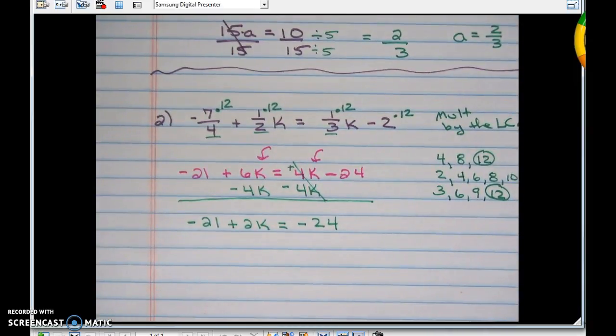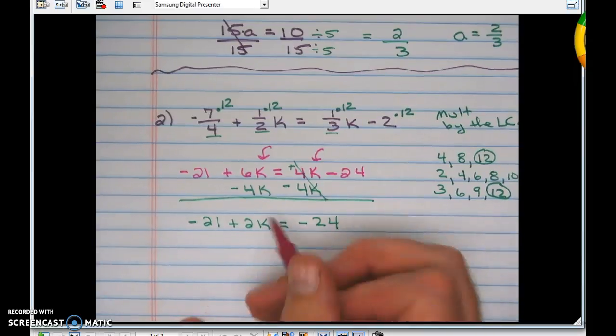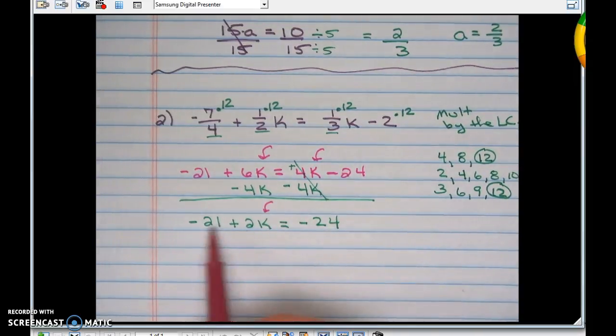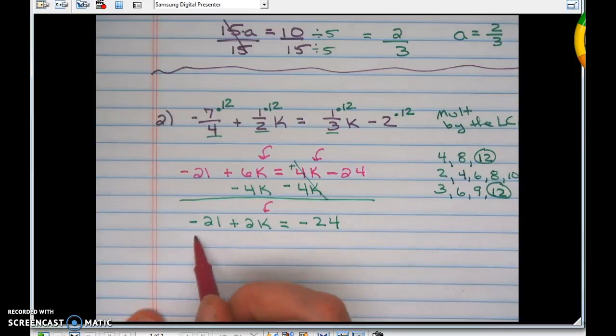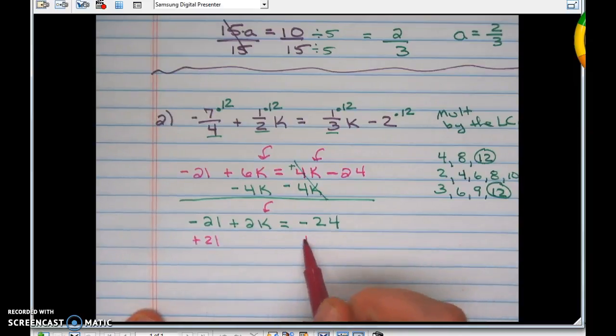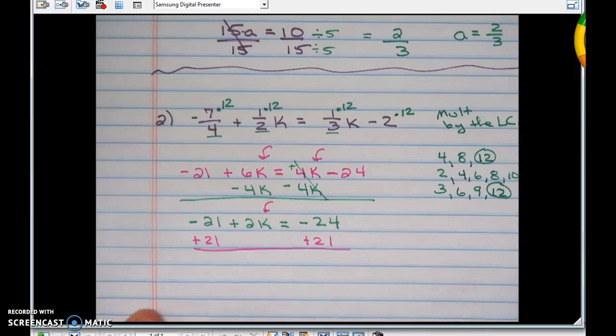At this point, it's a two-step equation. Again, we're solving for k. Farthest away is the minus 21. So I'm going to start by adding 21 to both sides. And when I do that, the 2k comes down, 21's cancel out. And negative 24 plus 21 is a negative 3. And again, if you need to use your calc, feel free.